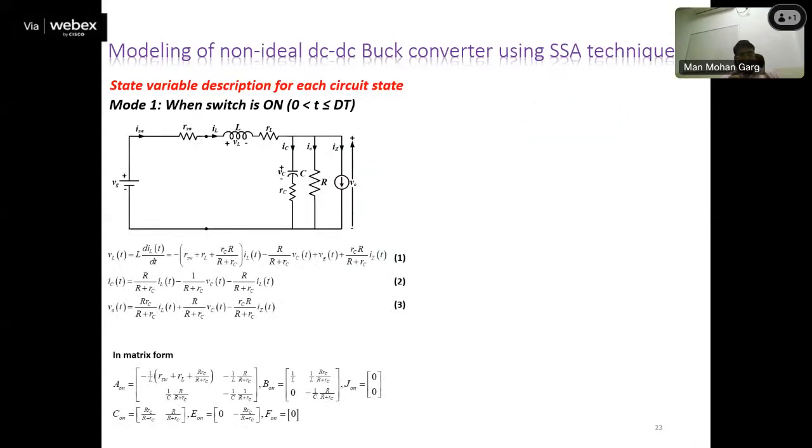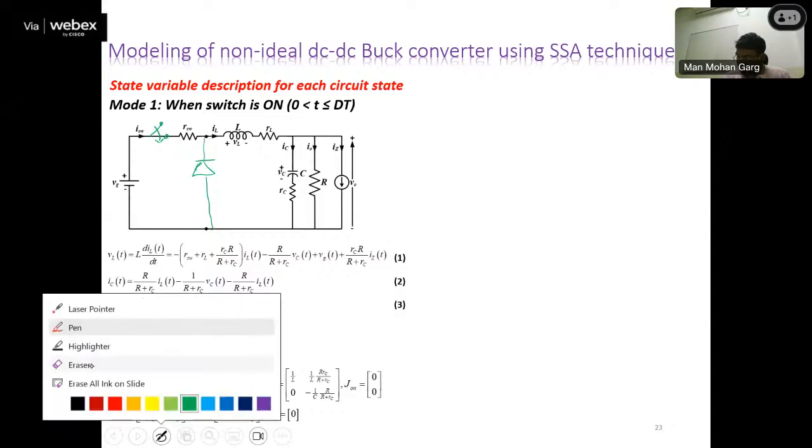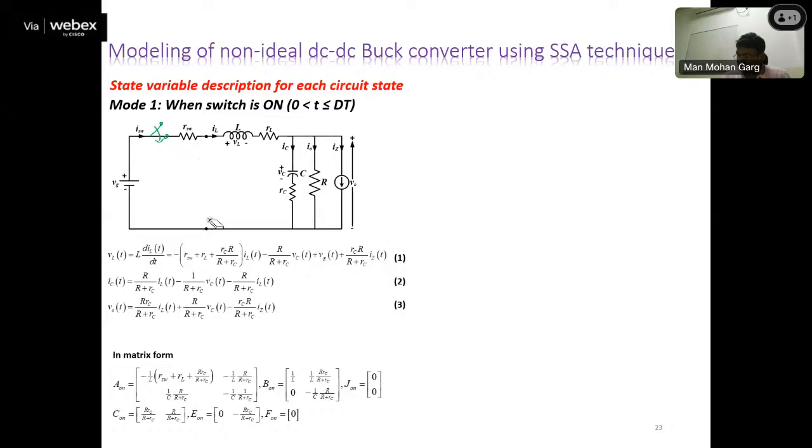Whether it's ideal or non-ideal, the process remains the same, but the equations get changed. So this is when the switch is on. Our switch was presented over here. Sorry, the diode was presented over here. Now the diode is not conducting and the switch was presented over here. So now this switch is on. When the switch is on, then this loss will be there, which is represented by RSW. The remaining circuit will be as it is, and the diode will be off only, so this diode will not be there, right?